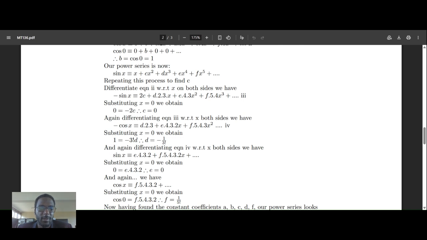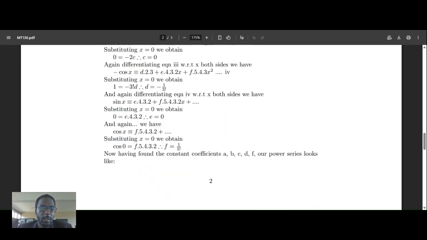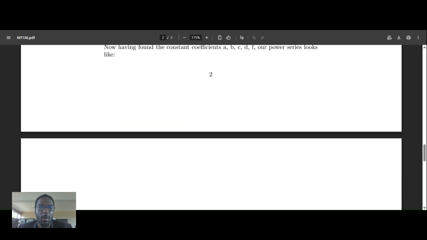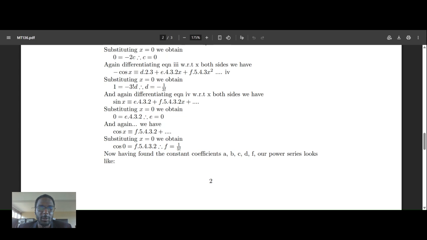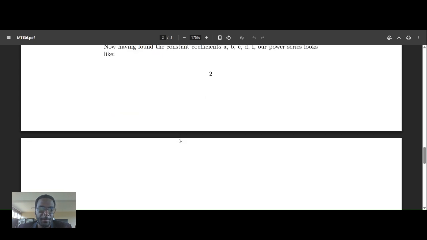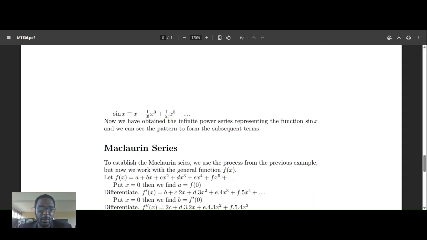Again the same way, we'll find d equals minus 1 over 3 factorial. Again the same way, we'll find e equals 0. Again the same way, we'll find f is equal to 1 over 5 factorial. Now we see that by the repetition of this method, we have found the constant coefficients a, b, c, d, and so on. In this case, we have found up to f.